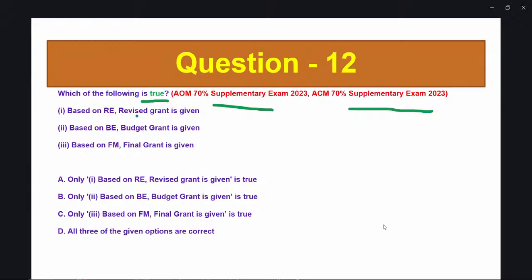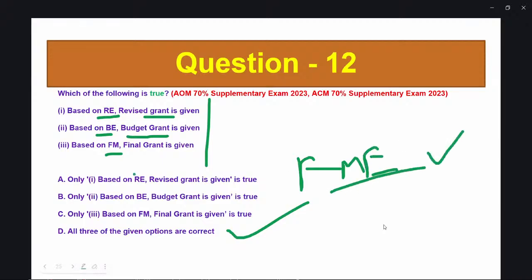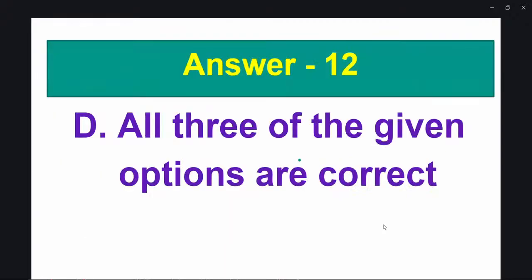Based on the RE, revision grant is given. Based on the BE, budget grant is given. Based on the FM, final grant is given. So all are correct, or only one is correct, only two, only three? Yes, all are correct. This is correct based on revised estimates, revised grant. Based on budget estimates, budget grant. This is the basis, exact amount is not. FM actually means the FME, final modification estimates. The final grant is given. Okay, so all are correct.